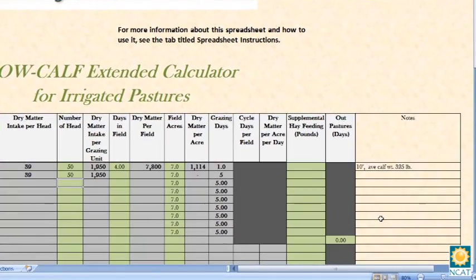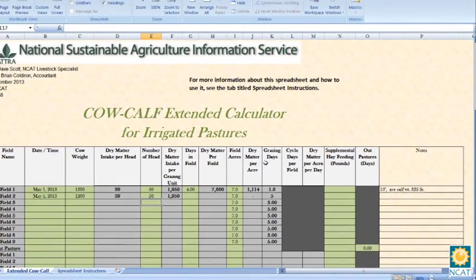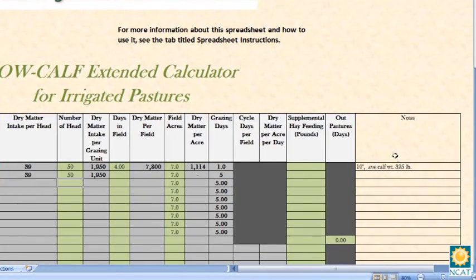While we're here on this first page, let's just take a look at these notes right here. You can enter any notes that you want to as you go along in your pasture grazing. Here we've noted that the grass when we first went out into field 1 was 10 inches high and that our average calf weight was 325 pounds.